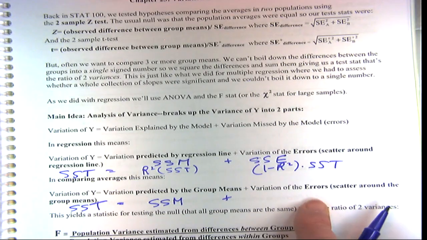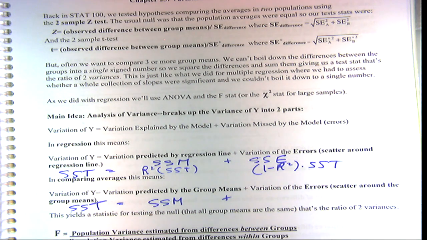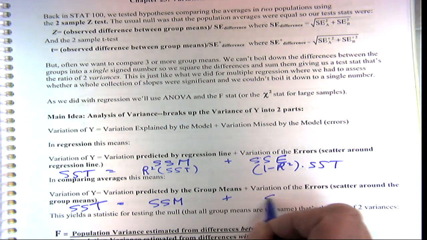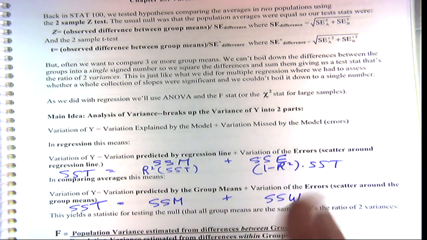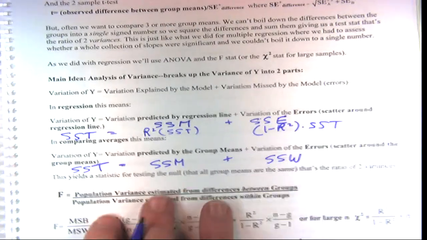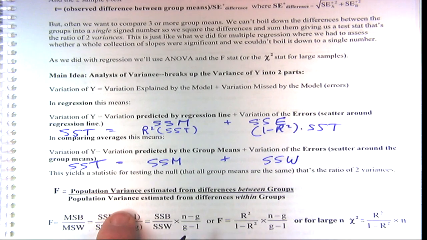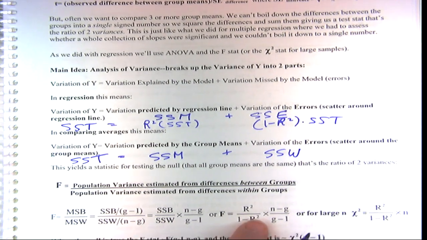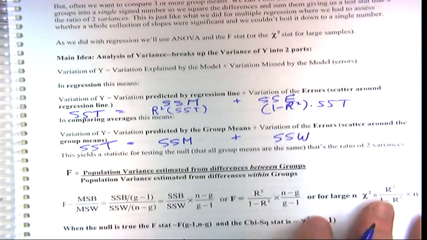plus what would be the error? The error, the spread around the group mean. All whites are not going to score the same final. There's going to be a lot of spread around them. Same with every group. So it's the sum of squares within each group. And it's the same idea. All right. So it yields this same test statistic. And now it's done exactly the same way.